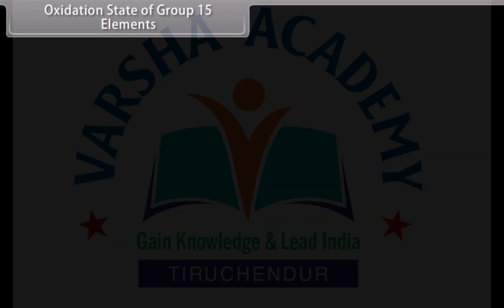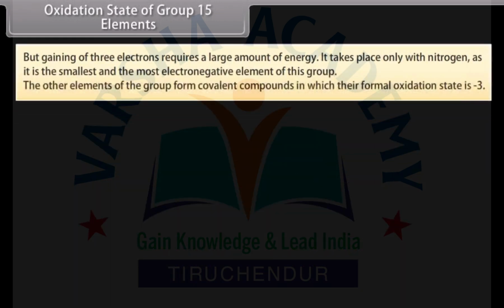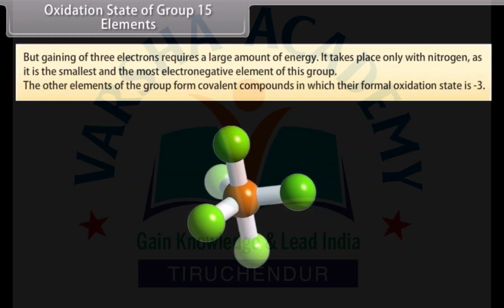Oxidation state of group 15 elements. All the elements of this group have 5 electrons in their valence shell. These elements require 3 more electrons to acquire noble gas configuration. But gaining of 3 electrons requires a large amount of energy. It takes place only with nitrogen, as it is the smallest and the most electronegative element of this group.